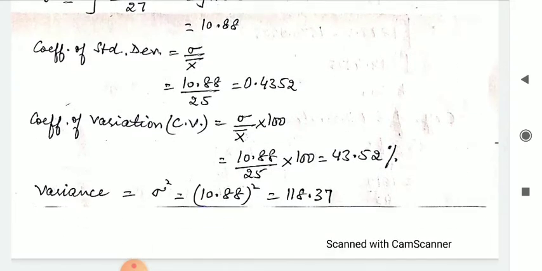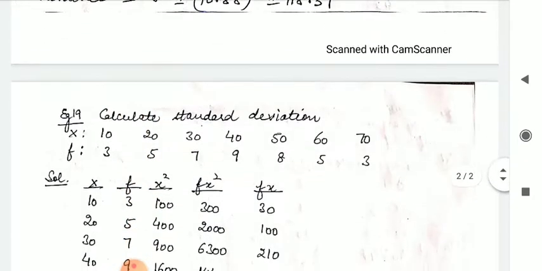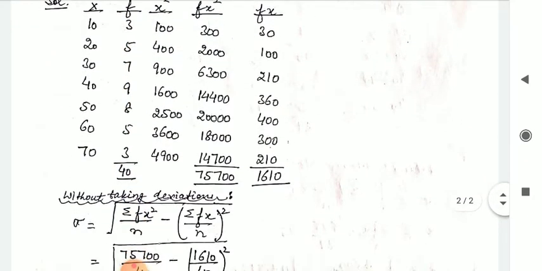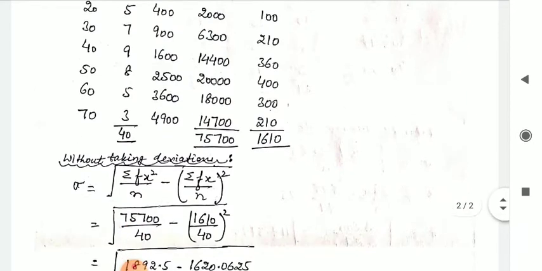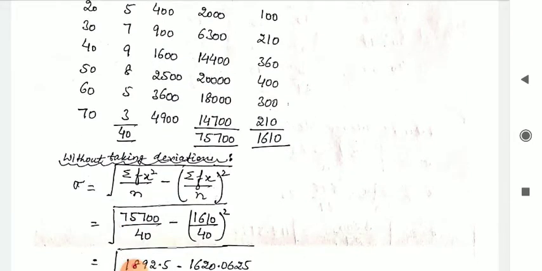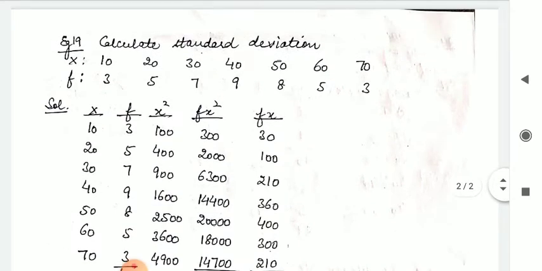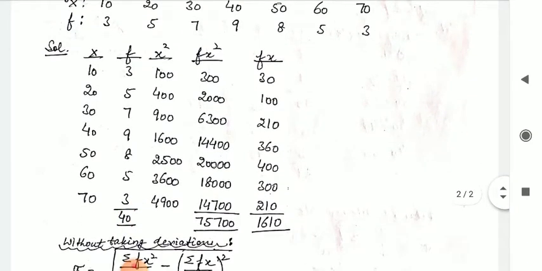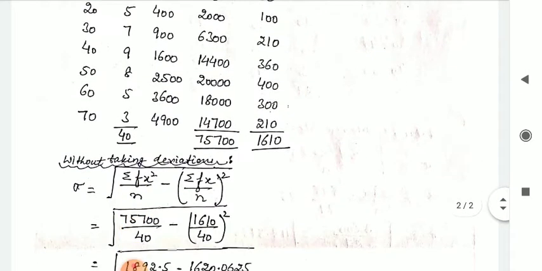Now I'll be teaching how we can calculate according to another method, and that is without taking deviations. Let's take another example. Calculate standard deviation. We are given x, we are given frequency. So x is not in the form of classes. This is a case of discrete series. So first of all, we write x variable, we write the frequency column, then we write the formula.